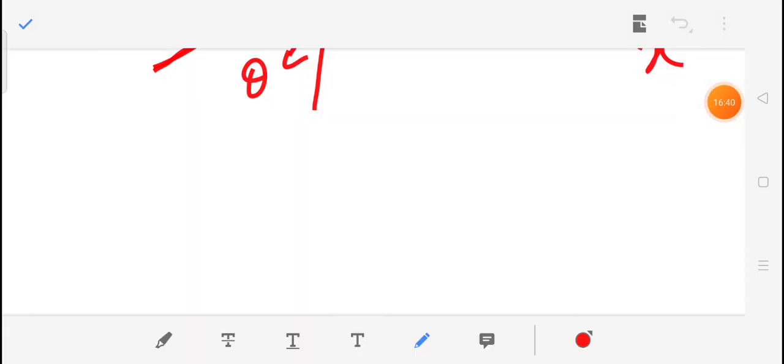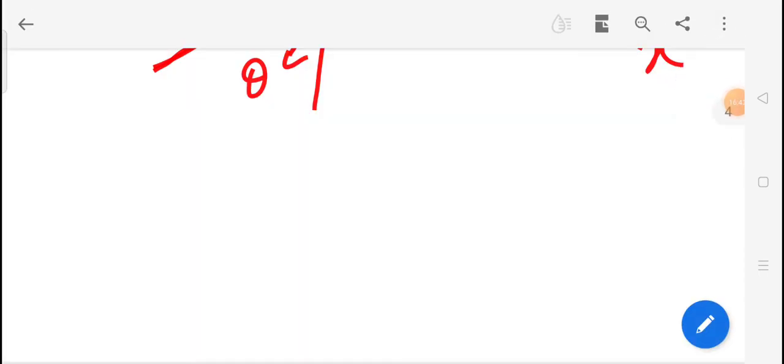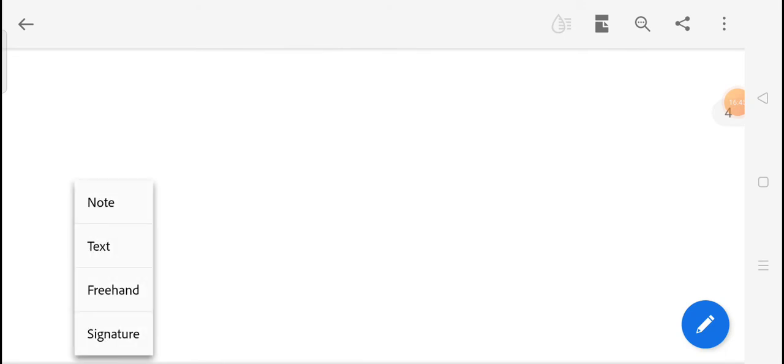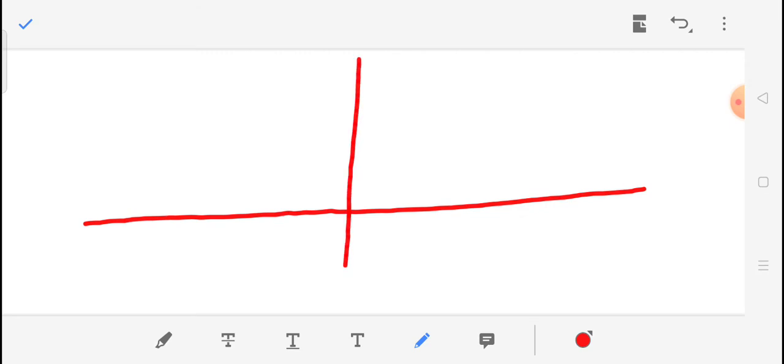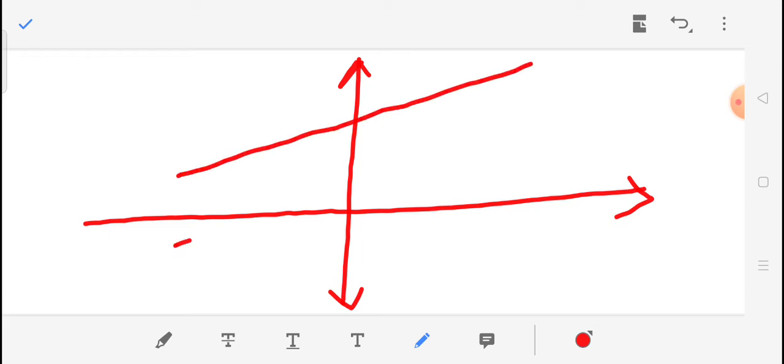Okay, now let us discuss the case of no solution also. In the case of no solutions, the lines must be parallel to each other. This is the first line and this is the other line. So these two lines are parallel to each other. What does it mean?